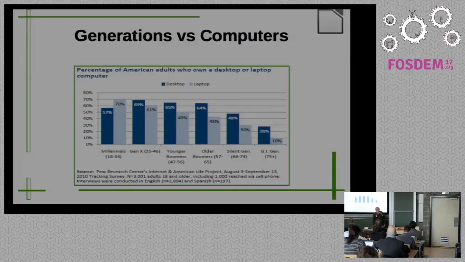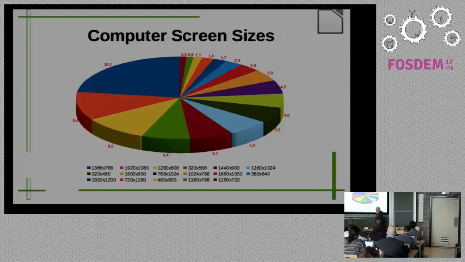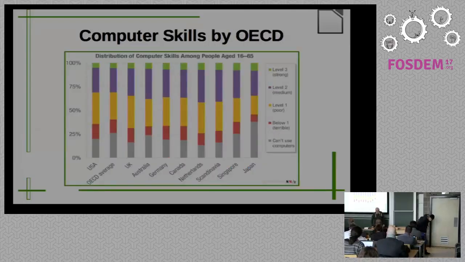And if you look at screen sizes, this is amazing. These are the top, I think, 20 screen sizes, and you see that no one is having a real advantage. So the 1366 by 768, which is wide, is 19.1%, but then all the others have tiny percentages, so we cannot count on a single screen size.